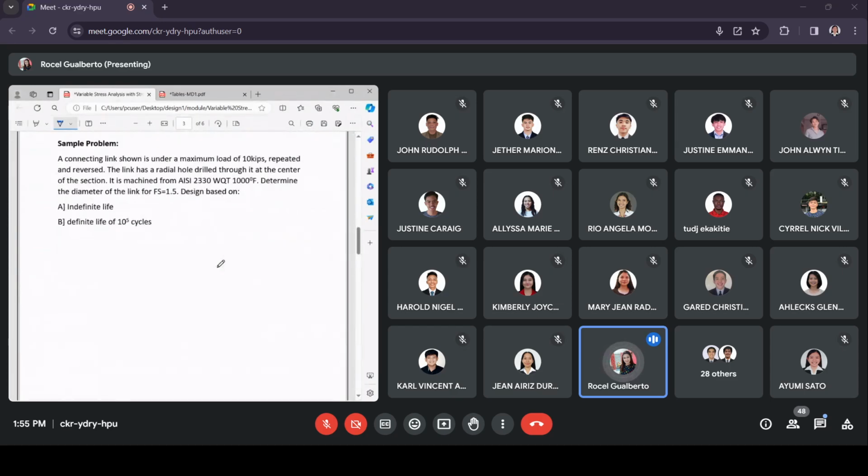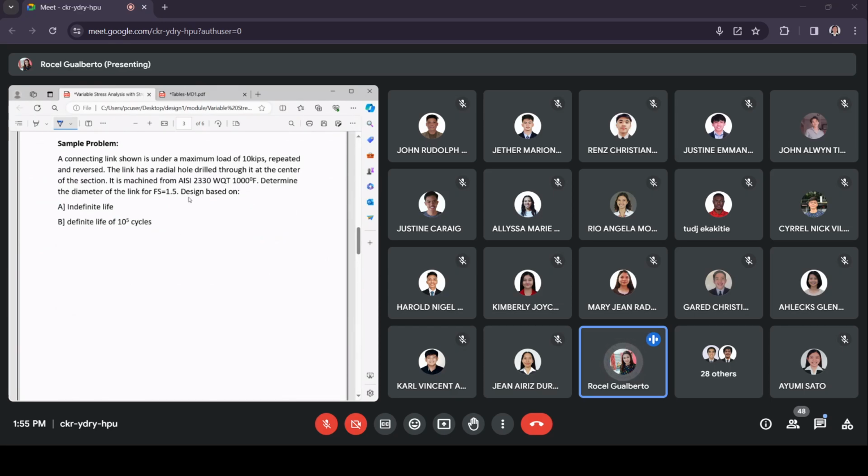So a connecting link shown is under a maximum load of 10 kips, repeated and reversed. The link has a radial hole drilled through it at the center of the section. Determine the diameter of the link for a factor of safety equal to 1.5. Design based on letter A, indefinite life, and letter B, a definite life basis.